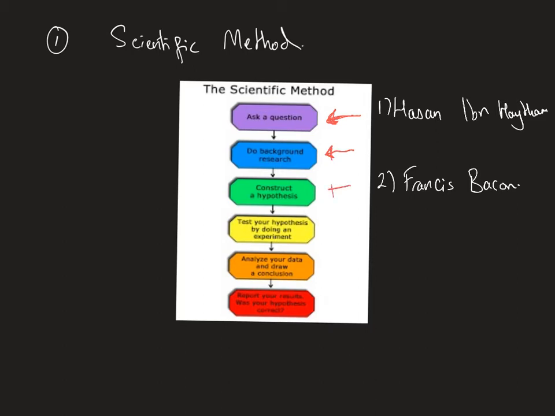Then you construct a hypothesis. So our hypothesis, very simply, is just kind of an explanation. So Newton looked at the apple, did all of his background research, and then said, okay, what I know now isn't really that great. I think there's a force pulling on everything, and that's why the apple fell. Yeah. Then you test your hypothesis by doing an experiment.